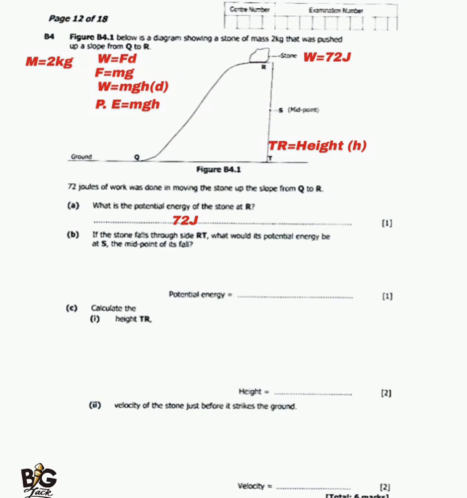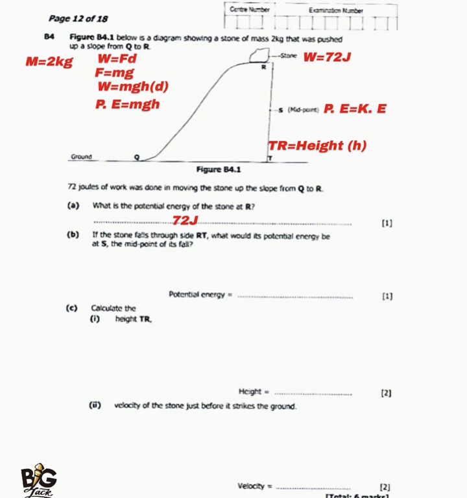In this case, the stone has 72 joules at point R. Then I was saying potential energy is determined by the height. So where the stone falls to the midpoint S, we are going to find that the potential energy is equal to the kinetic energy.